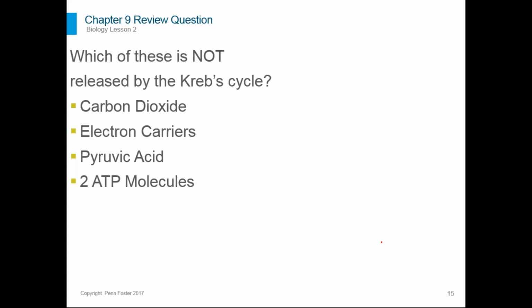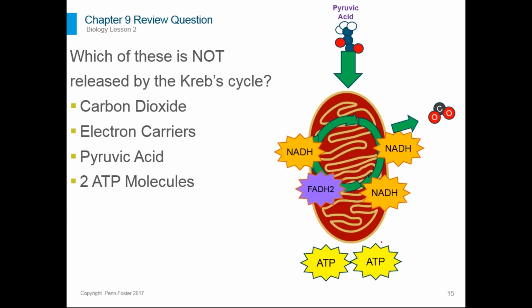All right, so what about the first one, carbon dioxide? Well, yep, carbon dioxide is released by the Krebs cycle. So it makes it as a waste product, and that's what we actually end up breathing out. So that is released by the Krebs cycle. How about electron carriers? Yes, its main job is it makes these electron carriers, both kinds, NADH and FADH2.